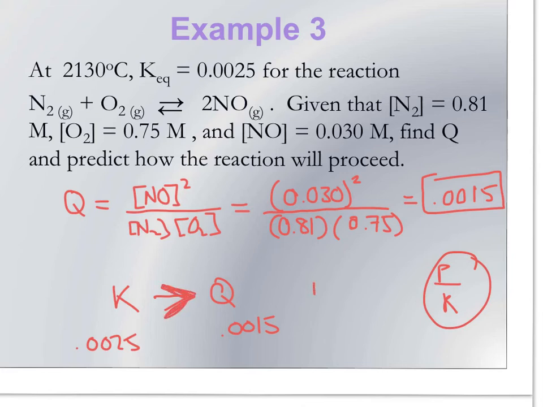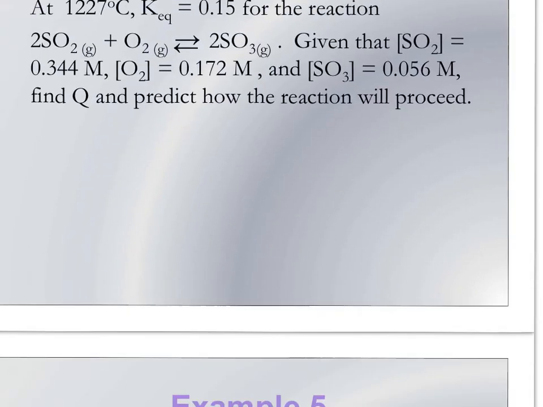So the answer is it proceeds right. What does that mean? That means that for some time, it's going to proceed to the right, which means the forward rate will be faster than the reverse rate until it reaches equilibrium. Let's look at another example.